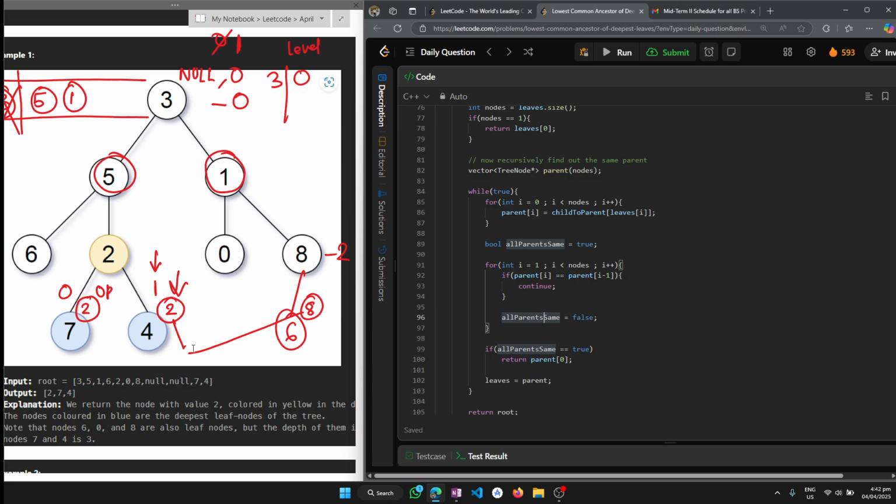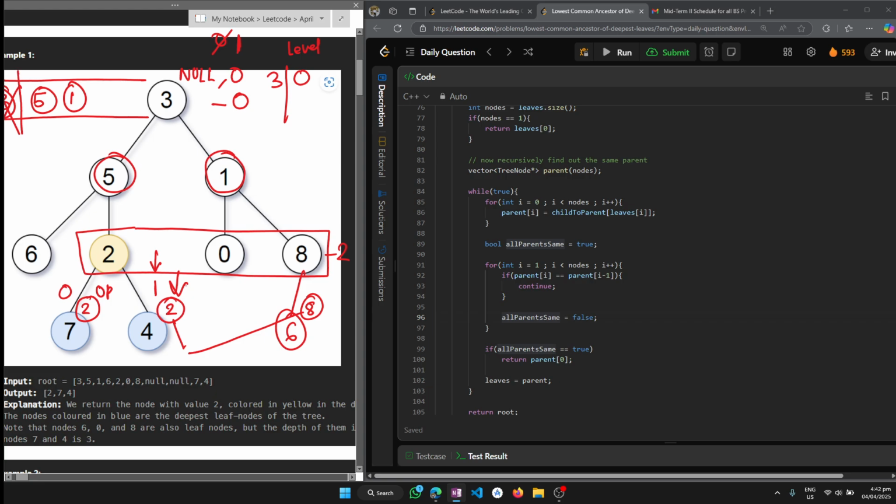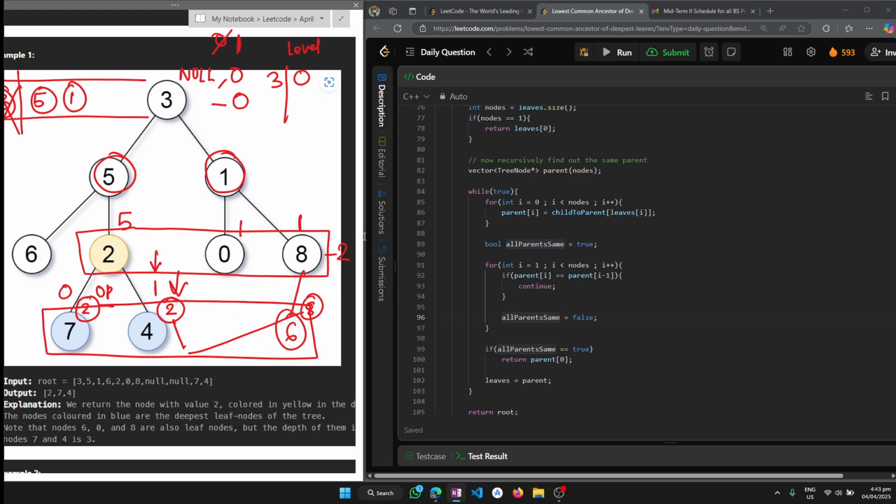What I'm going to do is something very clever. I'm going to assign to the leaves the current parents. Now this is very important. Now these become my leaves. I'm going to do the same processing which I did for these 3 nodes for 2, 0 and 8. Makes sense? So the parent of 2 is 5, the parent of 0 is 1, and the parent of 8 is also 1. Again, the parents are not equal to each other, so I'm not going to return the parent.